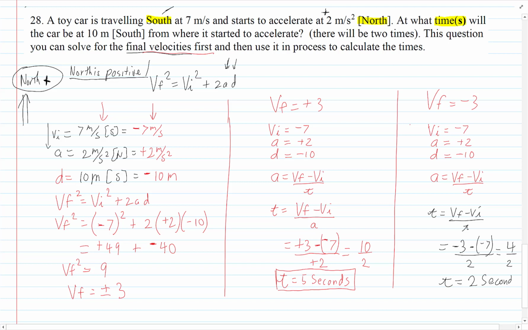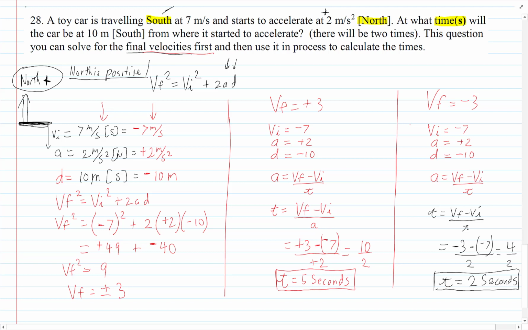We get 2 answers. Why do we get 2 answers? You're going at 7 meters per second. Okay, let's just take a look at what it kind of looks like. We're going to start here. And after 1 second, you're going to be 7 meters per second south, but your velocity is going to be only 5 because you're changing by 2.